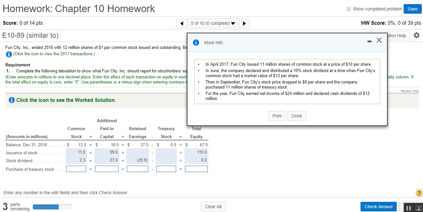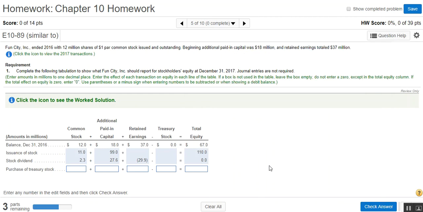Okay, let's do the next one. Okay, so now we're looking at treasury stock.